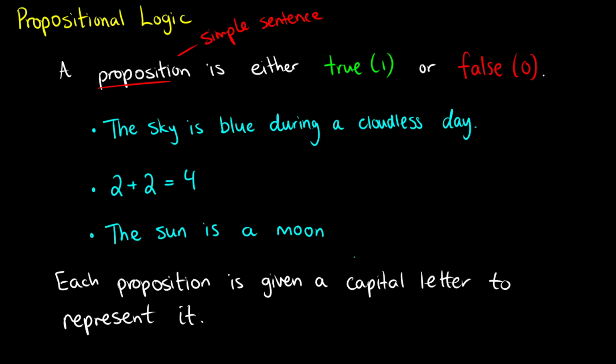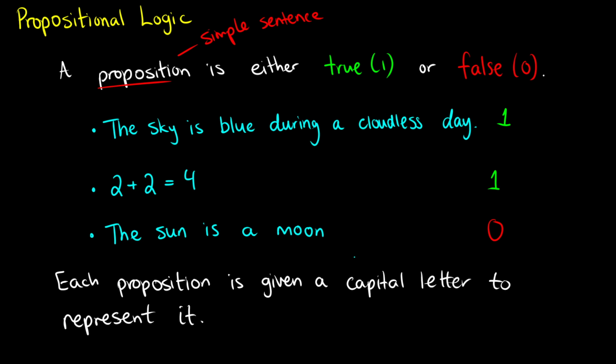So here are some more examples of propositions. The sky is blue during a cloudless day. For the most part, this happens to be a true statement, provided that there's no smoke in the air or any environmental hazards. The sky on Earth is blue when the day is cloudless. Here's another proposition. 2 plus 2 is 4. Yes, this is a true statement. I'll give it a 1. It's true. 2 plus 2 is 4. Okay, in your standard arithmetic, that is base 10. The sun is a moon. Oh, this is another proposition, but it's false because the sun is not a moon. A sun is the star.